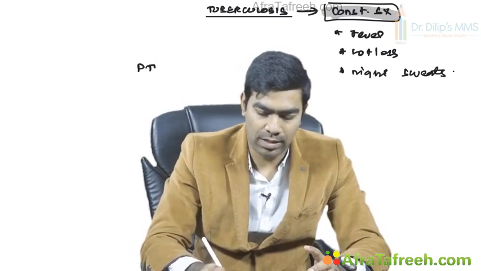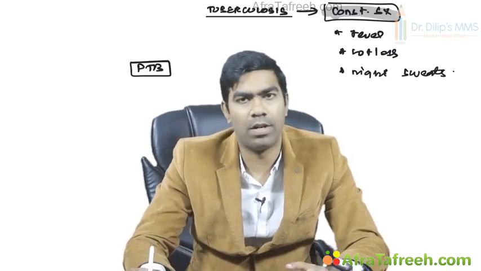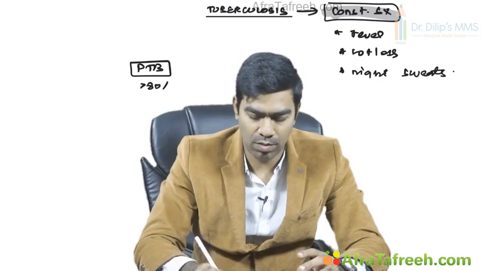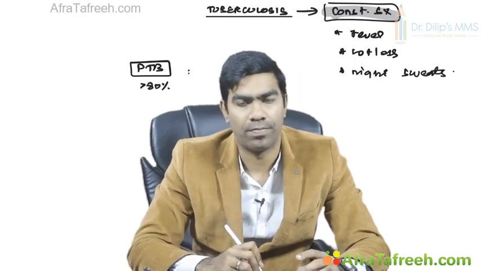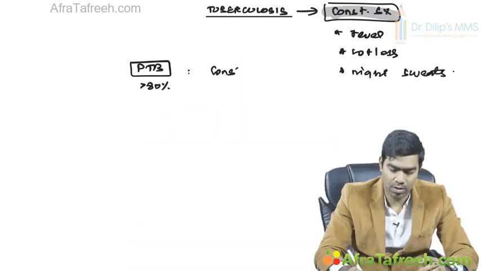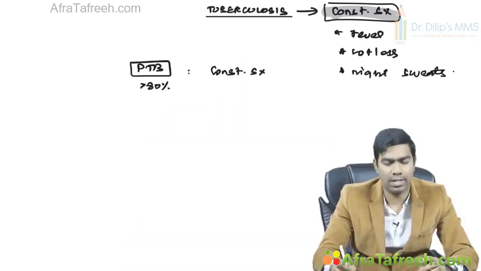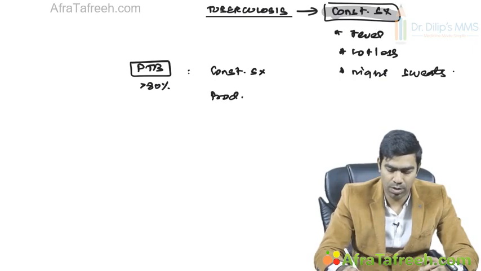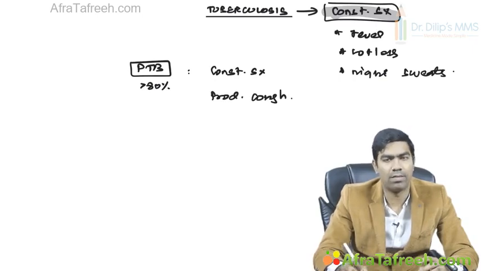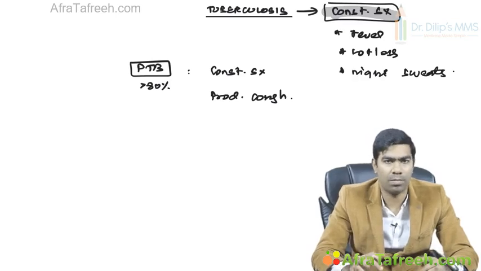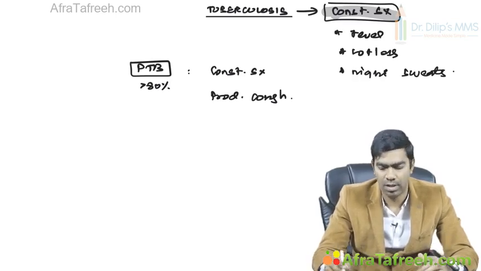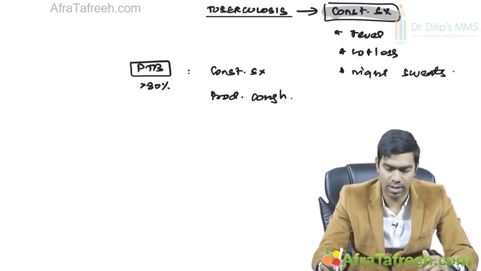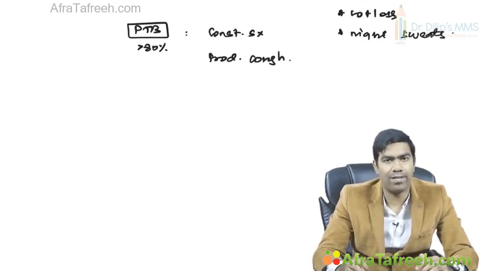But let us see what the features of pulmonary tuberculosis will be. I told you more than 80% of cases of tuberculosis will be pulmonary only. These patients also will have constitutional symptoms. At the same time, they are going to produce a productive cough. But remember, there are variants where you typically have only a dry cough, even in pulmonary tuberculosis. But all this depends. Productive cough is a common entity in India. That is due to cavitating lesions.